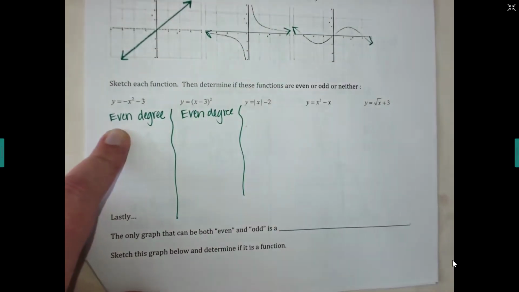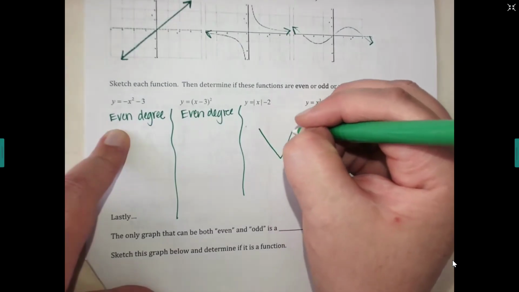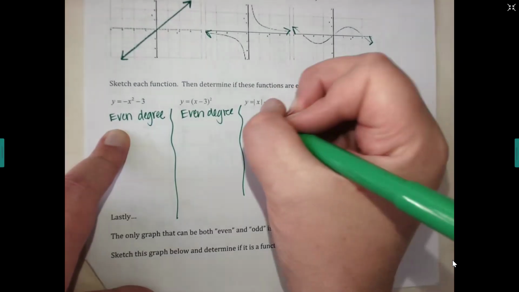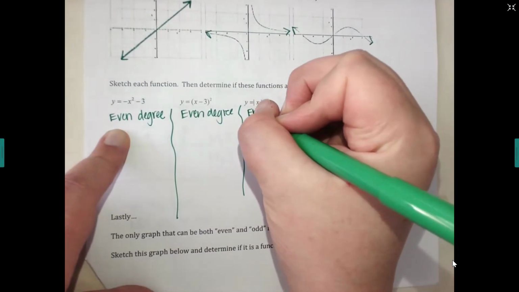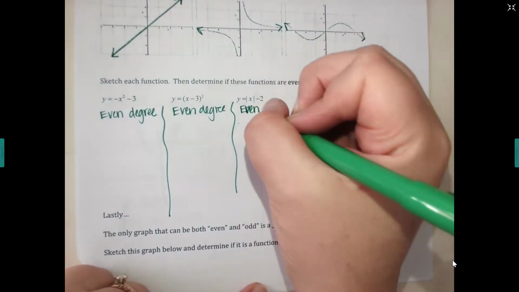Okay, for absolute value, let's leave that one. Well, do you remember the shape of an absolute value graph? Yeah, it's a V. Do both ends go the same way or opposite ways? Same way, that makes it even. Now, when I say the same, I'm talking about they both point up. So they do go apart because it's a V, but they're both up. So that's even degree.